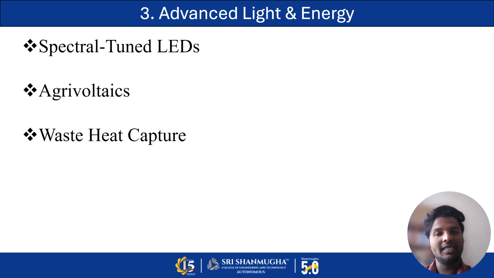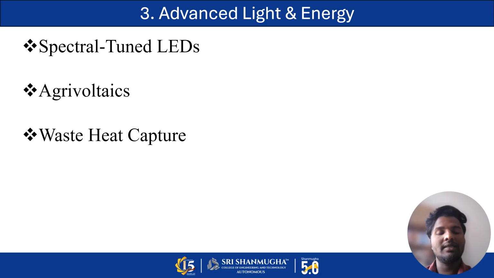The first one is the spectral tuner LEDs. Plants don't need the full spectrum of sunlight all the time. So in 2026, LEDs use light recipes. Blue light is spiked during the vegetative stage to keep plants compact. Red and far red are spiked during flowering to increase yield and flowers.